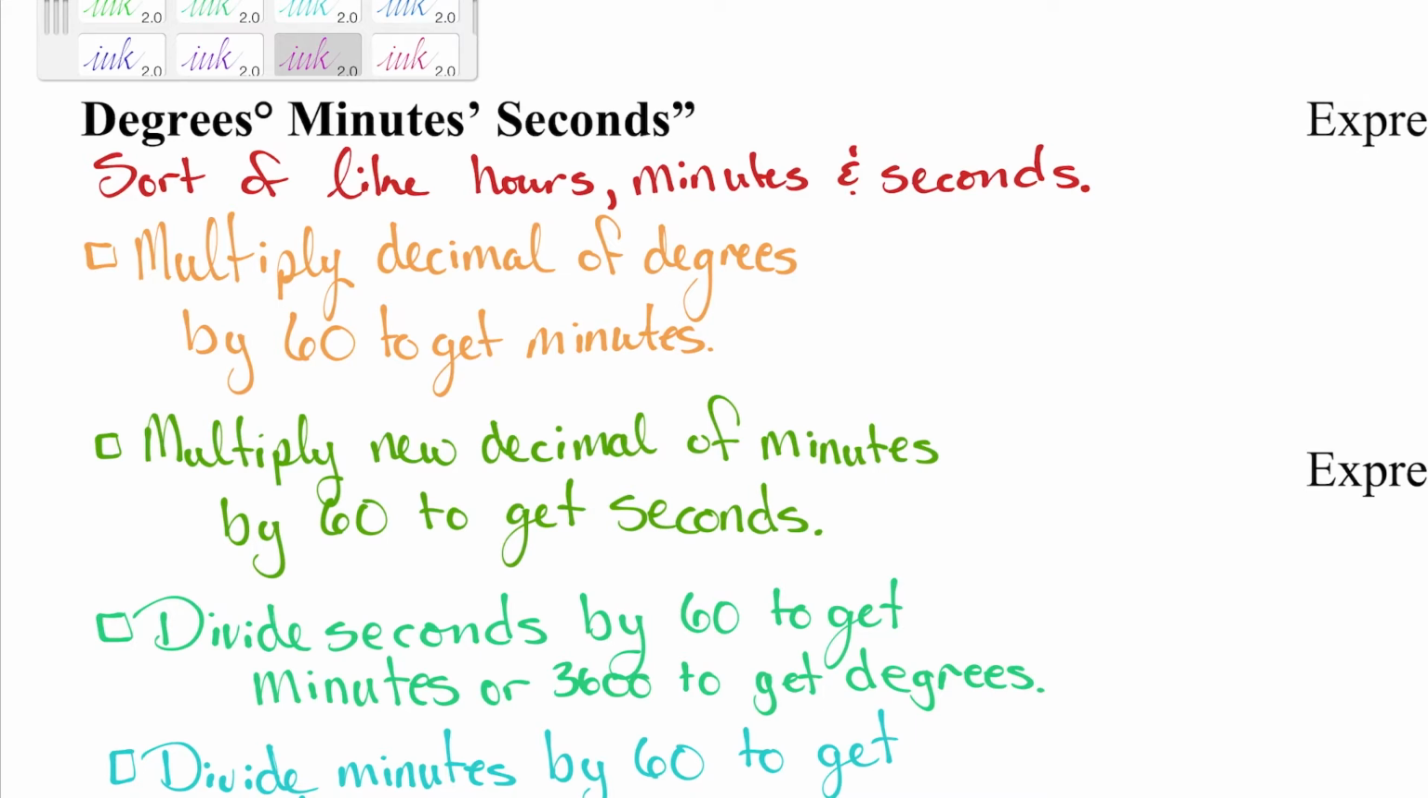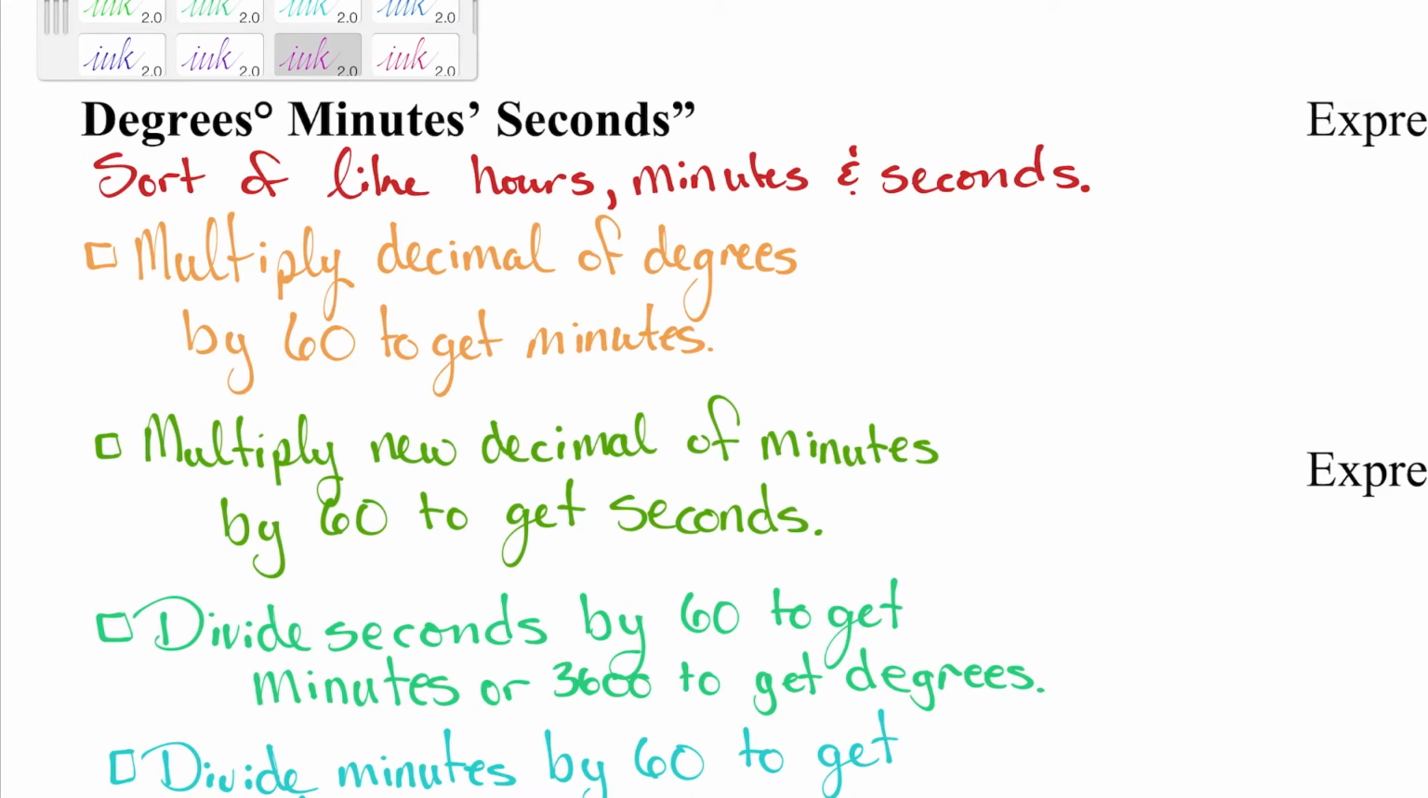So if I want to go from a decimal of a degree and get minutes, then I would multiply that decimal by 60 in order to get minutes. The same way I would multiply 0.5 of an hour by 60 in order to get 30 minutes. And we would do the same thing once you have the minutes. If you have decimals in the minutes after you've multiplied by 60, you can multiply by 60 again in order to get the seconds.